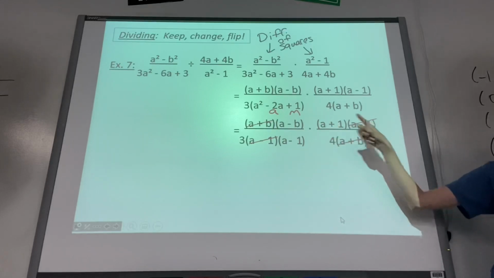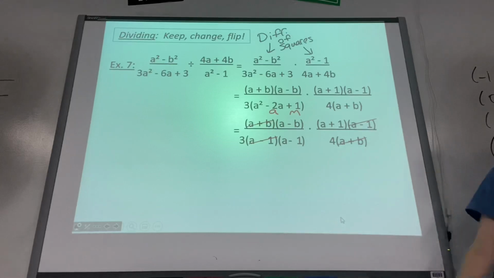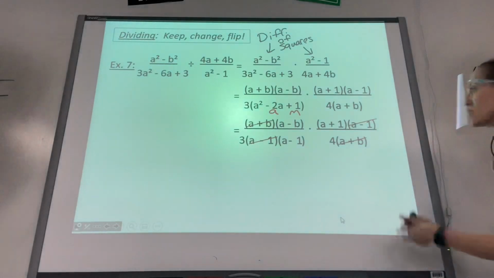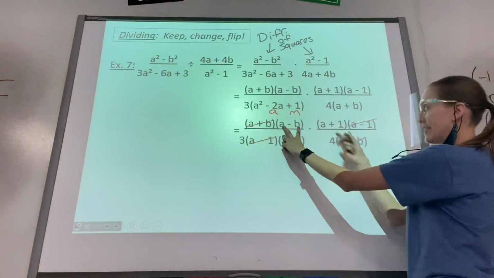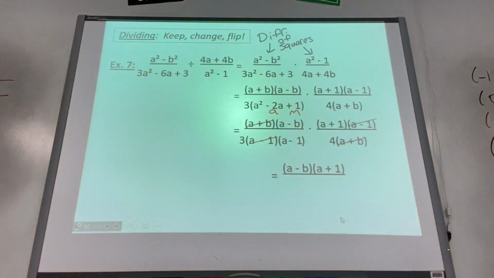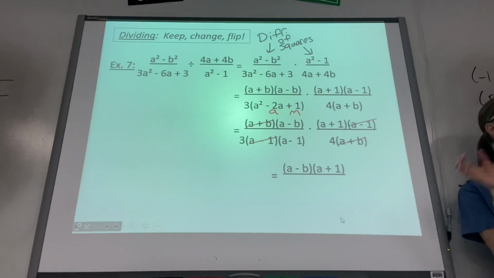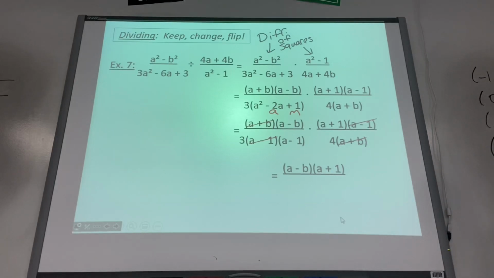Is there anything else that I could cross out? No. So that's okay. What we'll do is, on top, just put the a minus b times a plus 1. You don't have to FOIL that or go any further with that. You can just leave those the way they are.